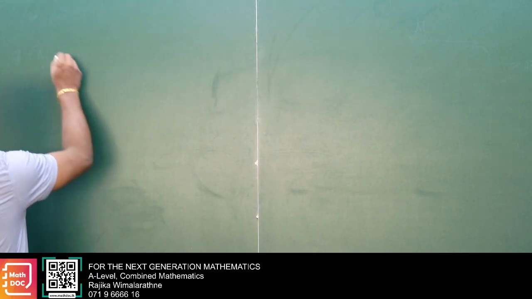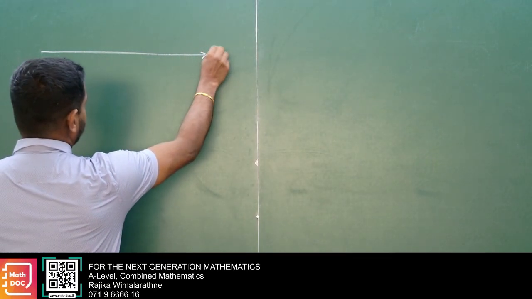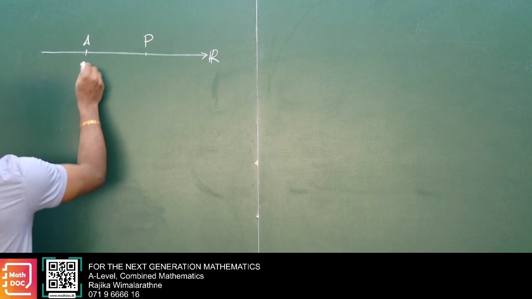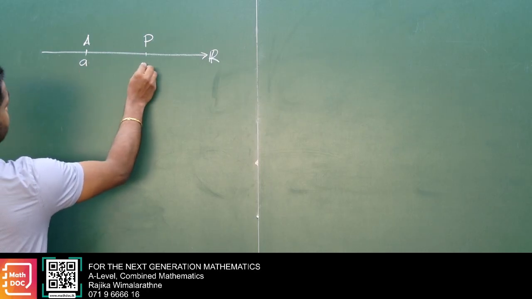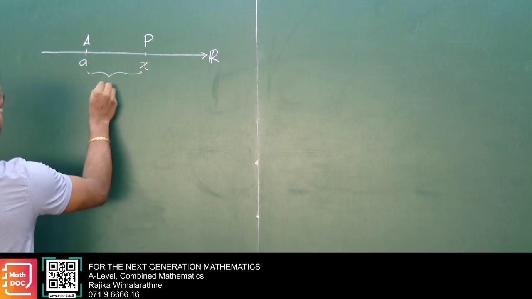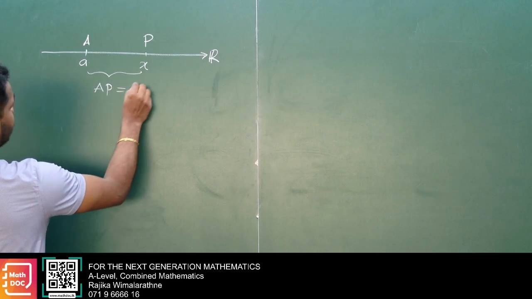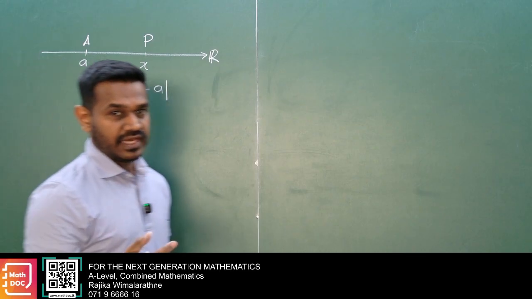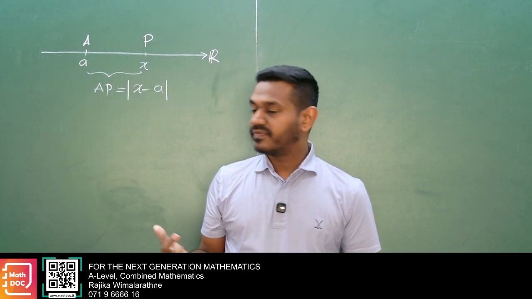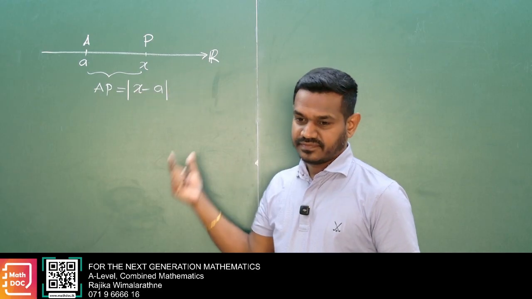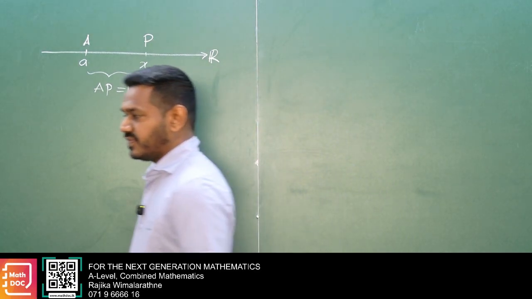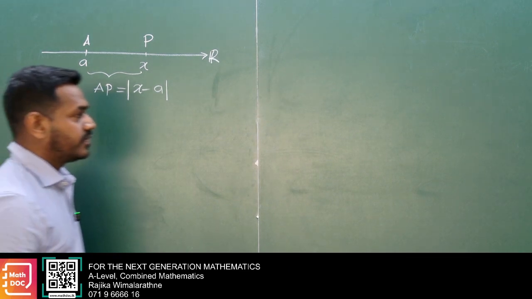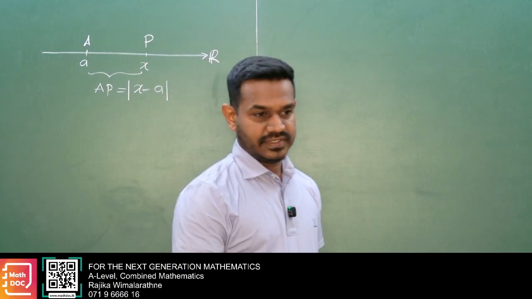Now you sketch this real number line. Do with me. Here point A, here point P, here the value simple A, and the value simple x. Here we say AP distance; we usually denote it by x minus A in modulus. Modulus means we consider only the absolute value. AP equals modulus of x minus A. Sketch it soon.